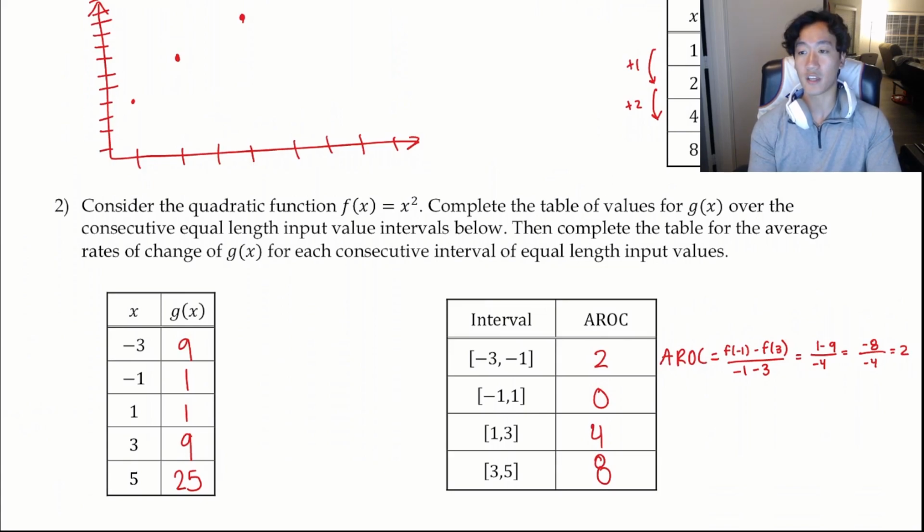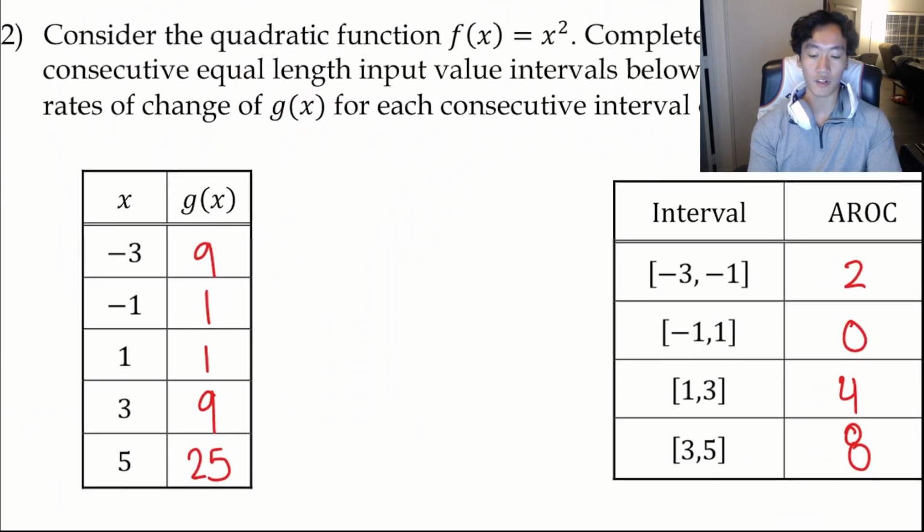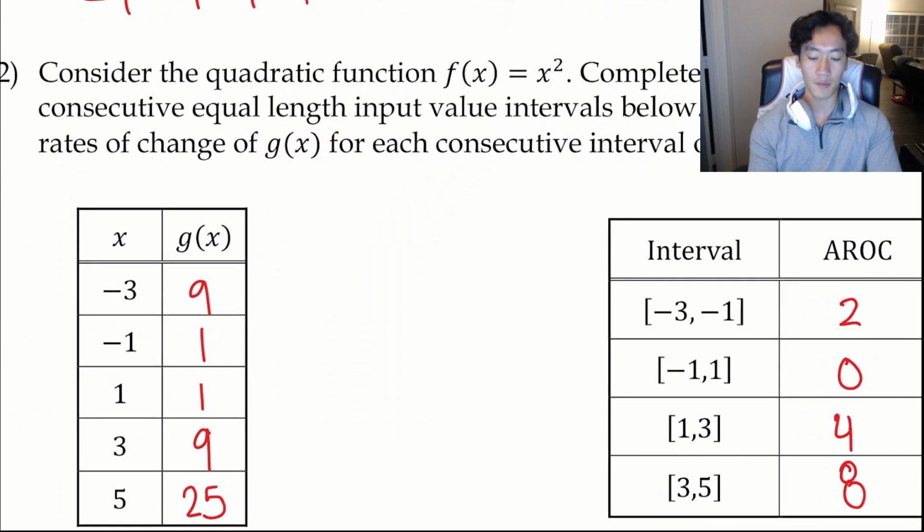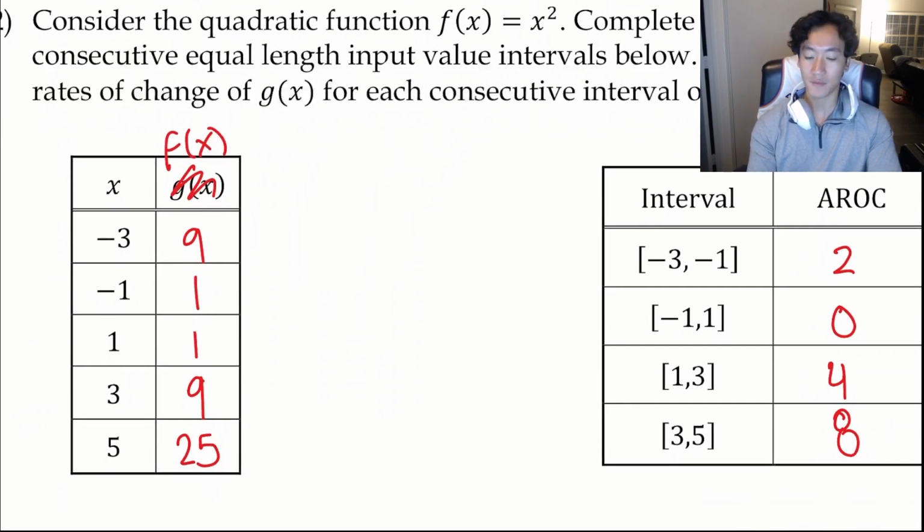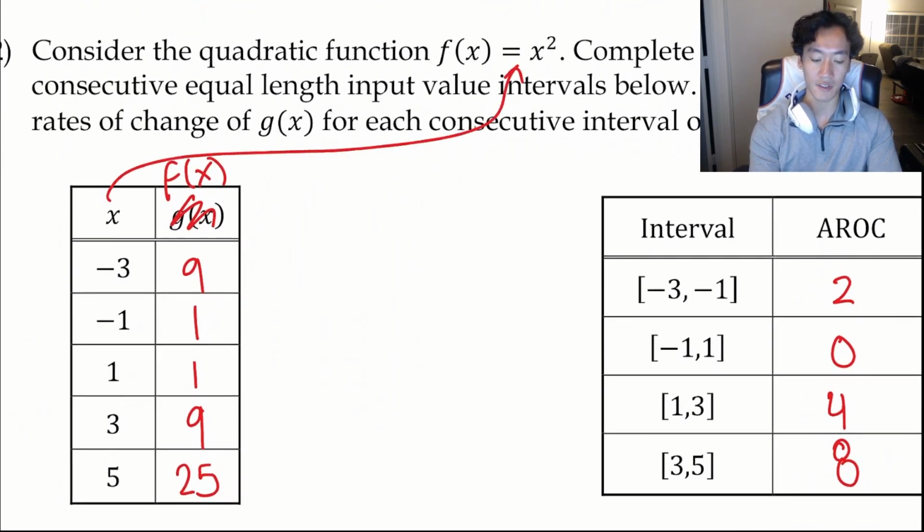As far as a regular table on this side for the function, I'm not sure why it says g of x this time; it should be f of x. Negative 3 squared is 9. I don't know why I got caught up on that. If you plug in all these x values, these are the outputs you would have in the y column.